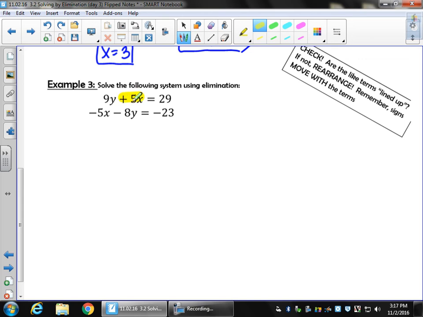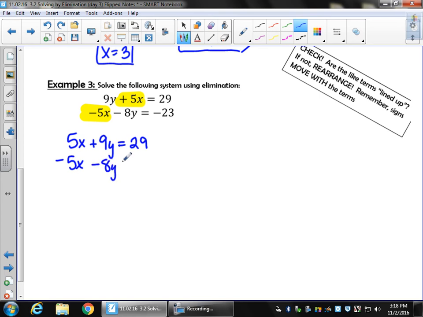So I have a positive 5x here, and then I have negative 5x over here. Are these lined up? No. So let's rearrange. I'm going to rearrange the top equation. So 5x plus 9y equals 29. And I'll choose to leave the second equation alone because now my x terms are lined up. So nothing happens, no rearranging the second equation.